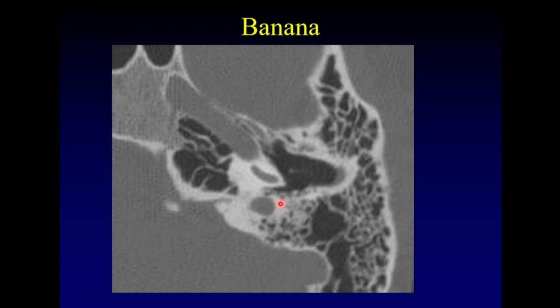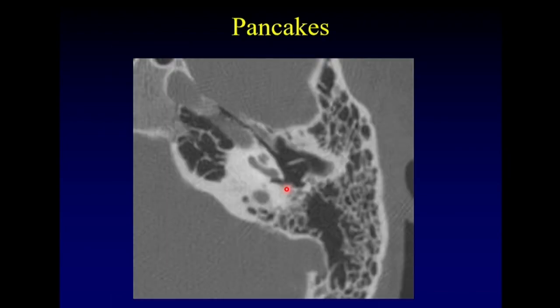If you're down at the lowest cut of the cochlea and you're looking at the basal turn of the cochlea, that has been likened to a banana. It looks more like a gherkin pickle to me, but people call this the banana. You come up a little bit, and now you can see not only the basal turn of the cochlea, but now you can see the upper turns of the cochlea separated by bone. This has been likened to a stack of pancakes.